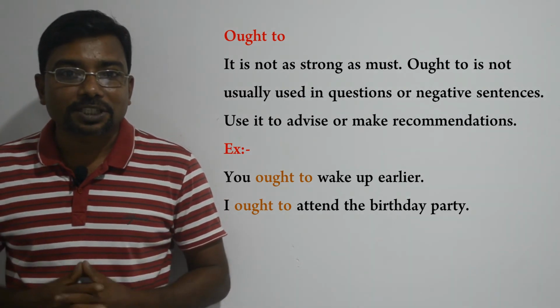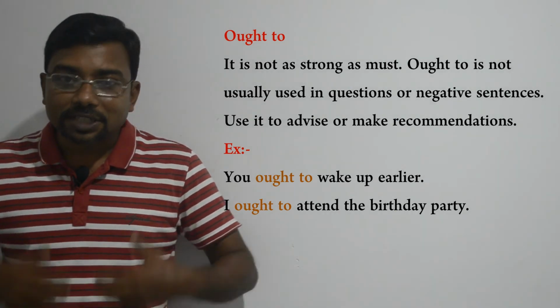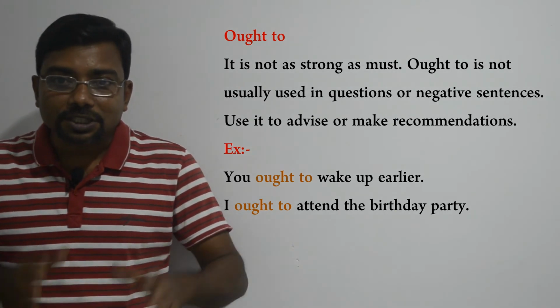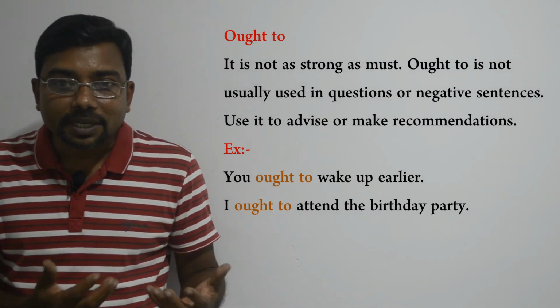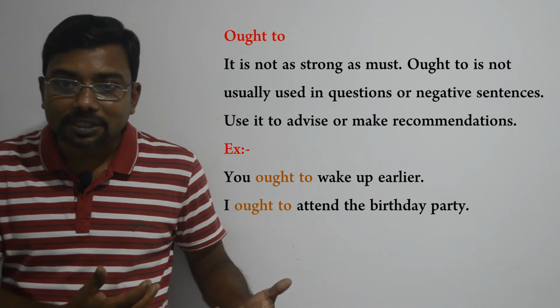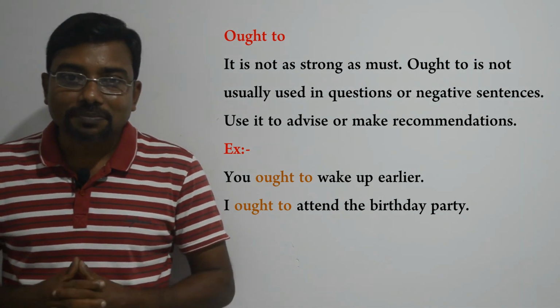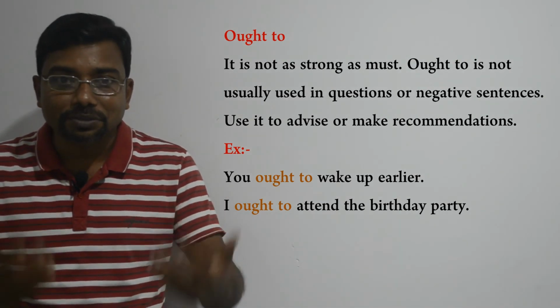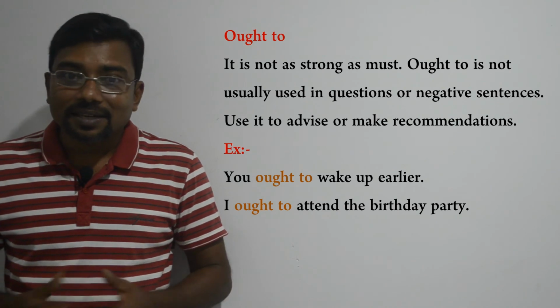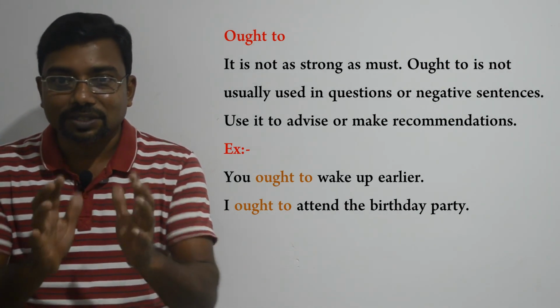Okay, look at the next one. I ought to attend the birthday party. It means I need to attend the birthday party, but not as strong as must and supposed to. I hope to attend the birthday party. Even if I can't join the birthday party, I do not regret much. That means if I don't like to attend the birthday party, I can stay at home. The decision is up to you. There is no obligation, but there is a choice. You can select whatever you like.